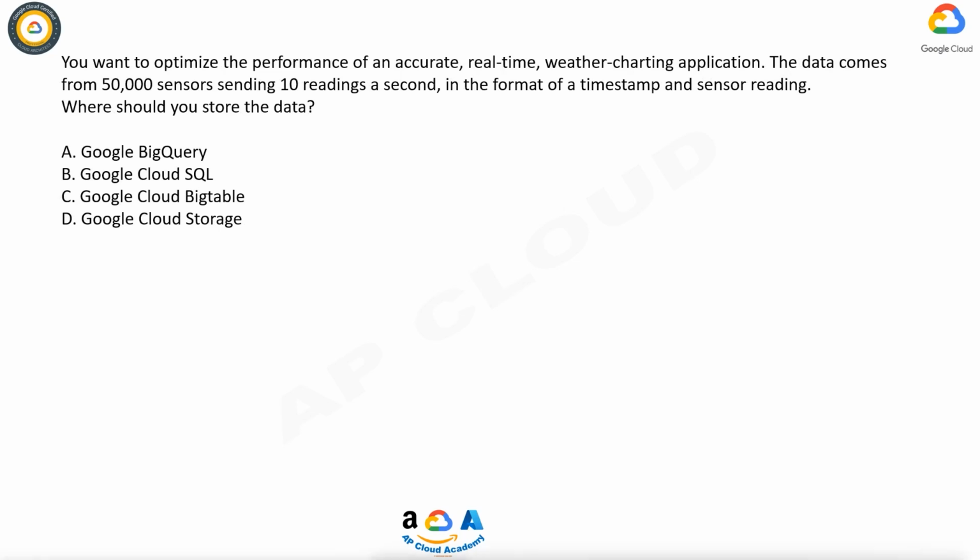You want to optimize the performance of an accurate, real-time weather charting application. The data comes from 50,000 sensors sending 10 readings a second, in the format of a timestamp and sensor reading. Where should you store the data?